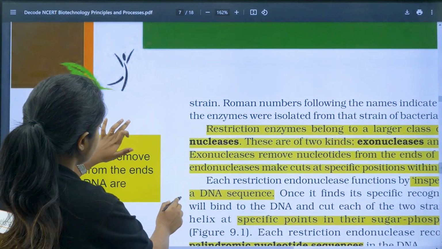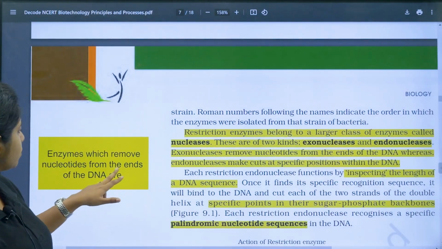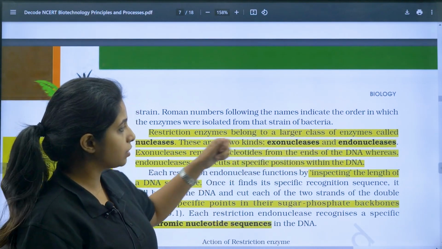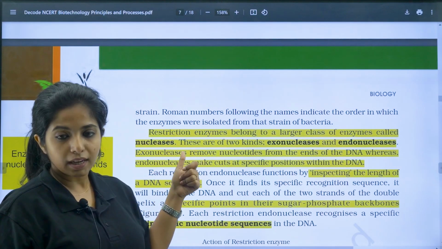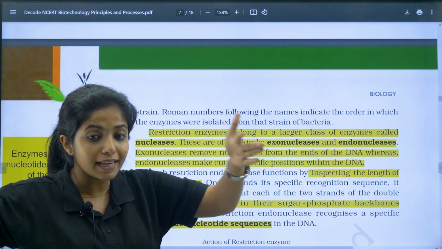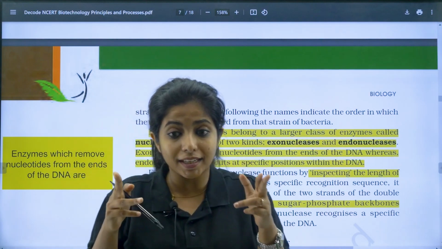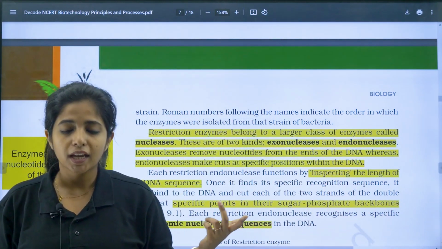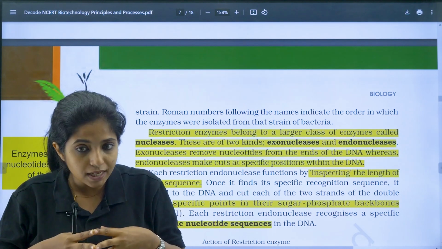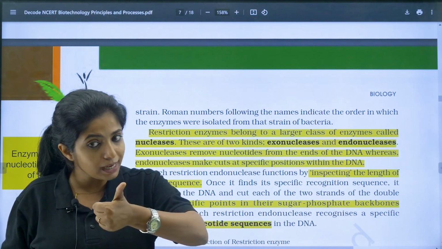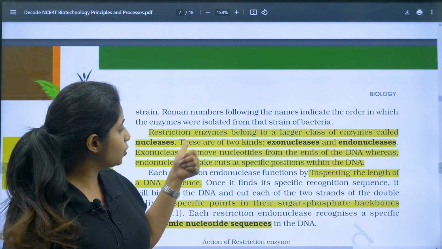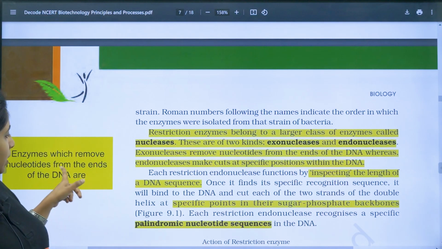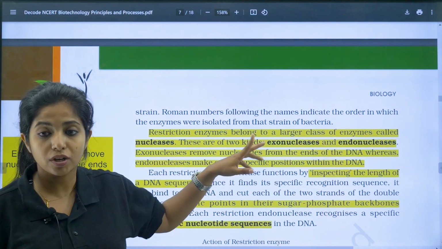Now, my dear children, which enzymes remove nucleotides from the ends of the DNA? So, listen, restriction enzymes belong to a larger class of enzymes called nucleases. Restriction enzymes belong to what? Nucleases, as in the ones that cut nucleic acids, RNA, DNA, everything that acts as a nucleic acid. There are 2 types of nucleases, exonucleases and endonucleases. Exonucleases remove nucleotides from the end of the DNA, so enzymes that remove nucleotides from the end of the DNA are exonucleases.